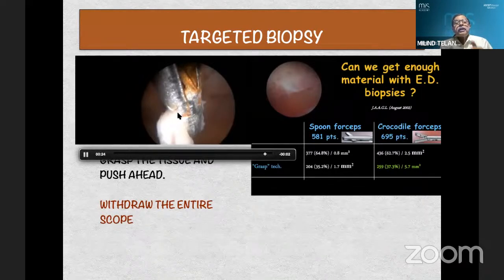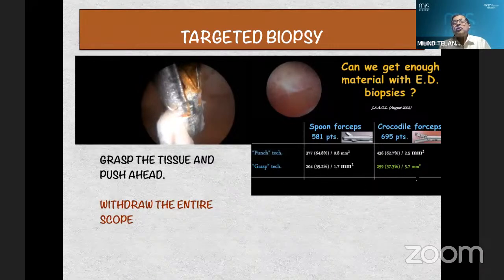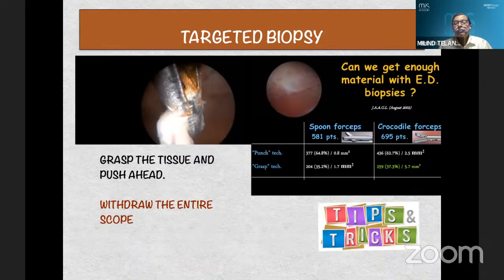And if I remove it intact, that is, don't pull the grasper into the scope, but take the entire scope out under vision, you're going to get something like 5.7 mm square of tissue, which will be read by any pathologist. This is what we have trained our pathologists also to get, and you can have multiple targeted biopsies if you have multiple abnormal spots.